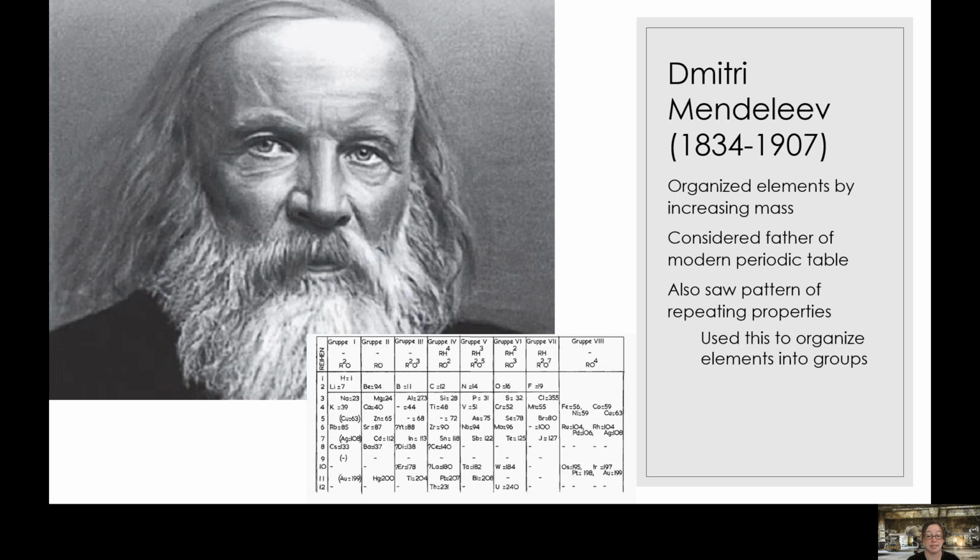For example, there's a couple of exceptions in his table. One of those is tellurium and iodine. Iodine is lighter than tellurium, but it fits better as a halogen than it does in the group that tellurium's in. So he placed that out of mass order, but also in the right spot, because he based it on the properties rather than just strictly mass. And he knew there was more going on, but he didn't quite grasp what it was.